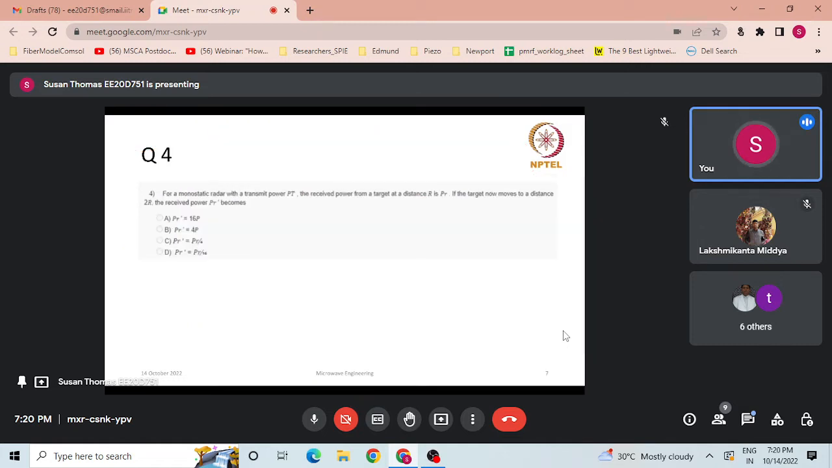So let's move to the other question. For a monostatic radar with a transmit power PT, the received power from a target at a distance R is PR. If the target now moves to a distance 2R, received power PR becomes what? This is a monostatic radar. Let me brief you again: monostatic radar means there is only one antenna which is being used as transmitter as well as receiver.